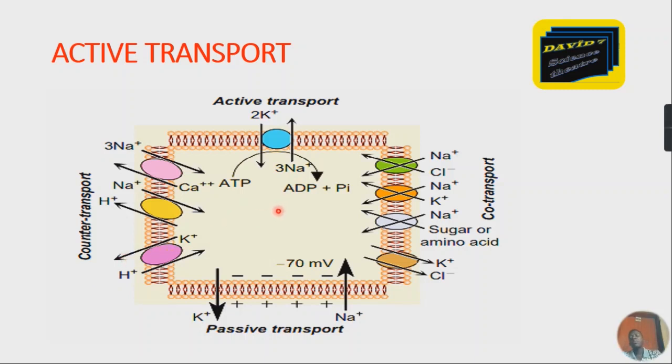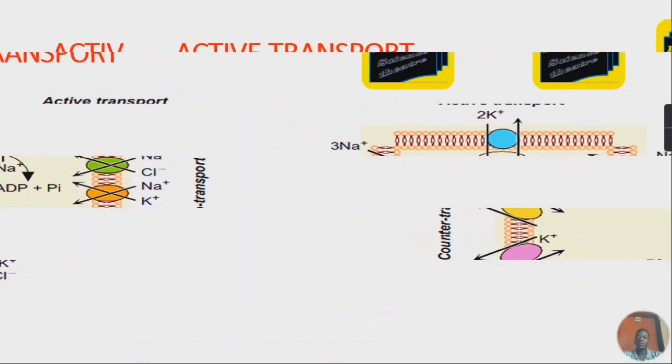Okay, so we're going to talk more about this. That was the summary of what is here. This is secondary active transport, counter-transport. Primary active transport is here, where we have the sodium potassium pump, which directly uses ATP. Then we have passive transport on this side. Okay, so let's talk more about this.